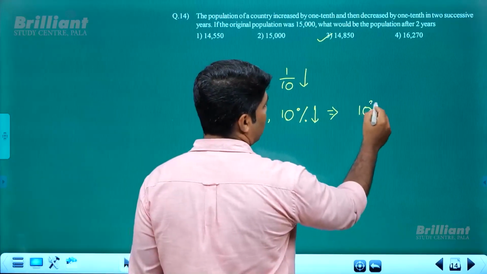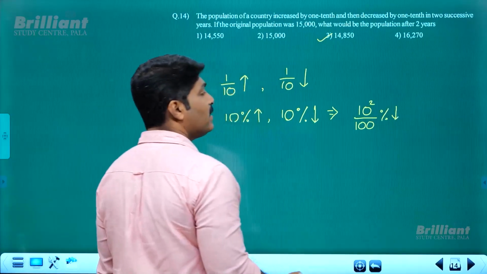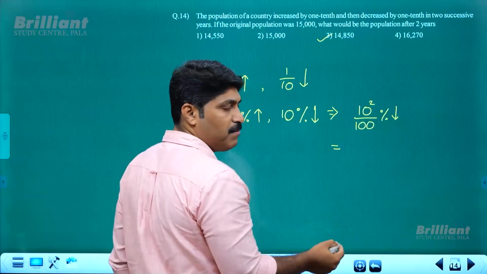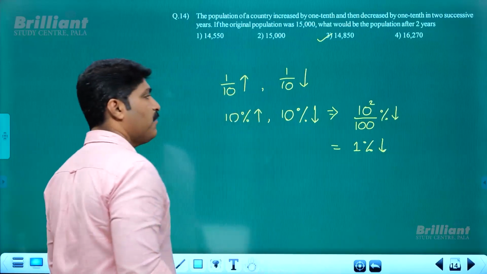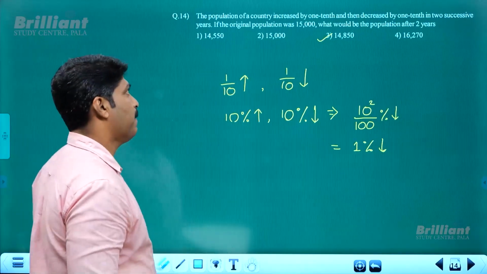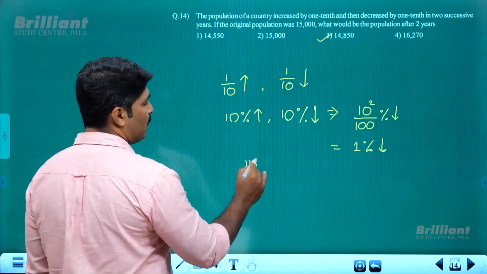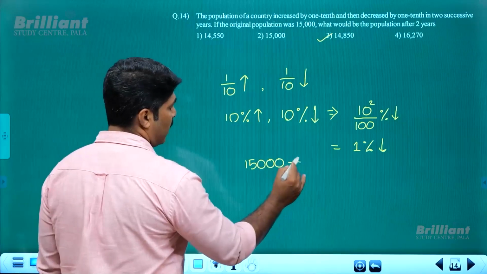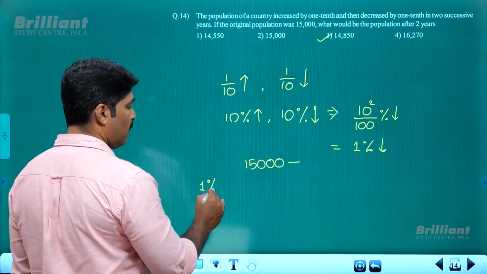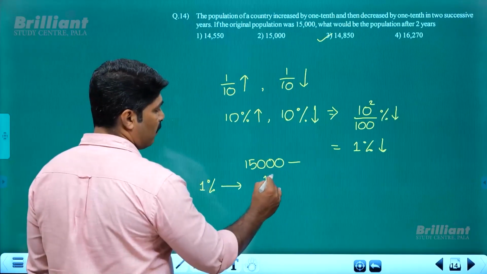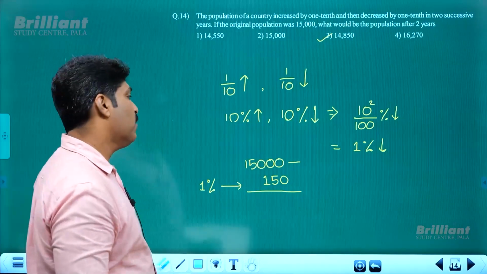So this is 10 squared by 100, a percent decrease. 10 squared means 100, 100 by 100, that is a 1% decrease. Therefore, we can directly apply this result. It is given that the total population is 15,000, minus what is 1% of 15,000? 1% of 15,000 is simply 150. So you have to subtract this 150 from 15,000.